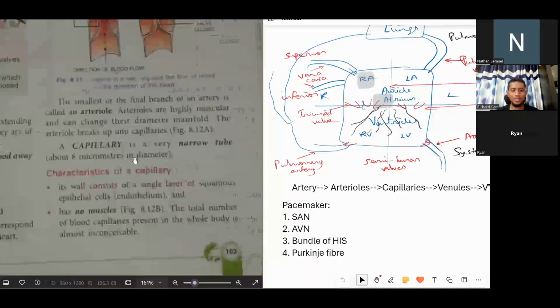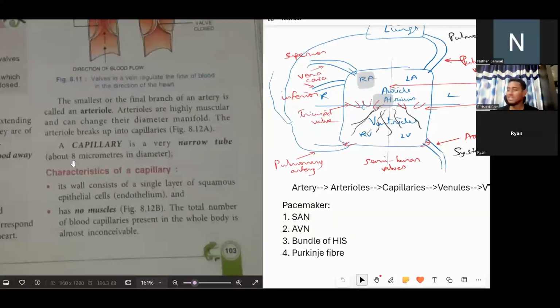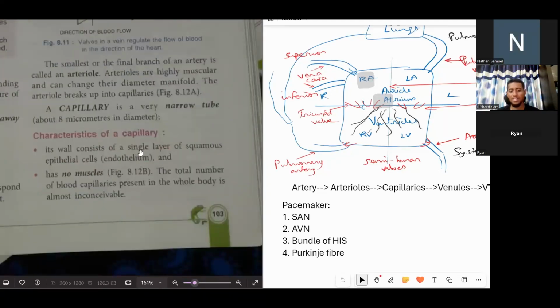So now capillaries, they are very, very narrow. The thickness is 8 micrometers in diameter. A micrometer is 10 raised to minus 6 meter. So 8 micrometers, that's the size of bacteria and cells. Okay, that small capillaries are. They are made up of a single layer of squamous epithelium cells. They have no muscles. You know, the veins and arteries are muscular tubes. But capillaries have no muscles. It's just cells, one cell, two cells. It's just a thin layer of cells.